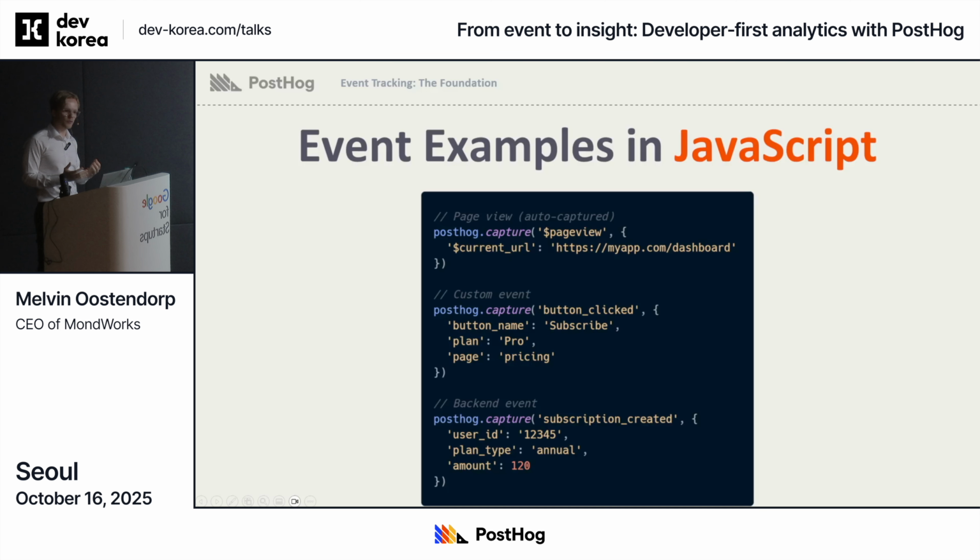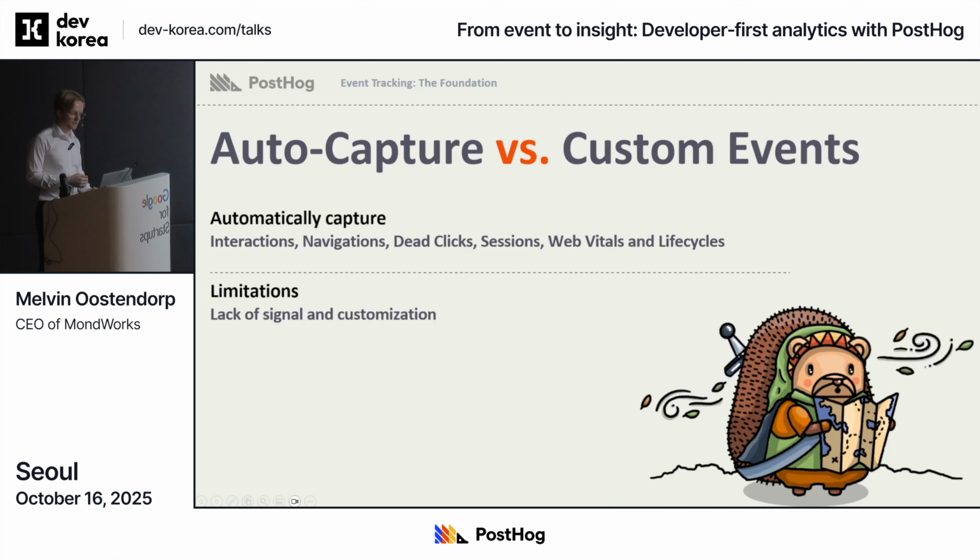But it's not only for the front end. You can also do events from the back end. So let's say a user subscribed to something. Then we give subscription credit. You can pass it a user ID. We give it the plan type and also the amount. So those are custom events.